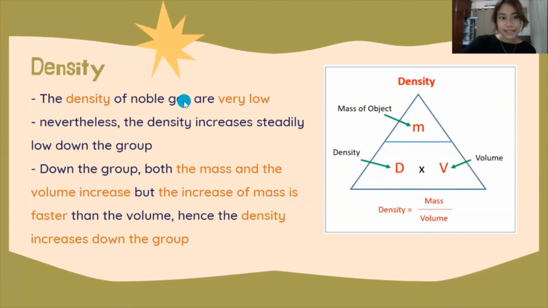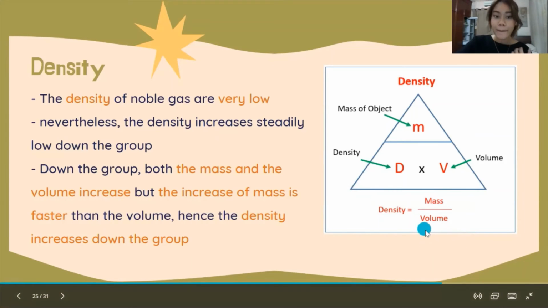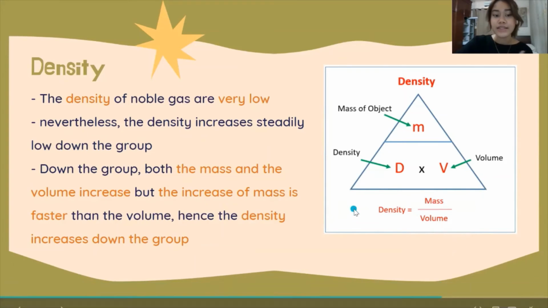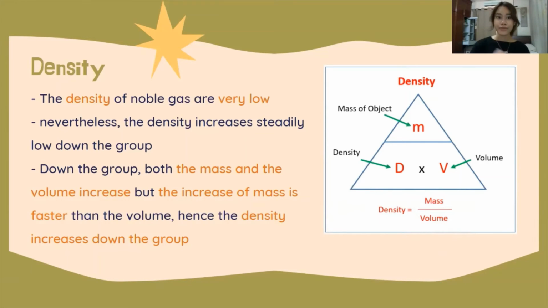Next is density. The density of the gases is very low. Nevertheless, the density increases steadily down the group. Why the density increases when it goes down the group, before that, let's take a look at the formula of density. Density is equal to mass over volume. When it goes down the group, mass increases and so does volume. But the increase of mass is faster than that of volume, hence the density increases down the group. So that's all for my part.